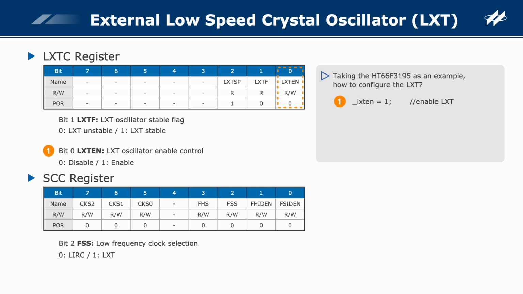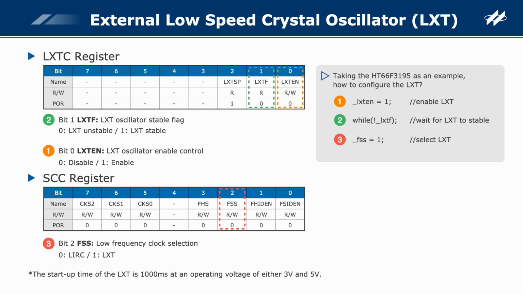First, set the enable bit LXTN to 1 to enable the MCU to drive the external low-speed crystal oscillator. Then, wait for the LXTF flag to change to 1, which means that the clock signal of the external low-speed crystal oscillator has stabilized. Finally, set the FSS bit to 1 to select the external low-speed crystal oscillator as the low-frequency clock source. Note that the startup time of the external low-speed crystal oscillator is 1000 milliseconds when the operating voltage is either 3 volts or 5 volts.